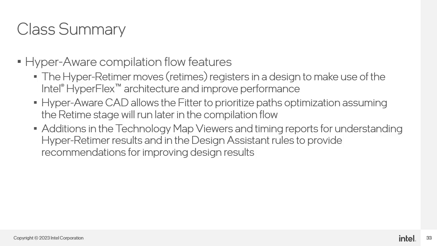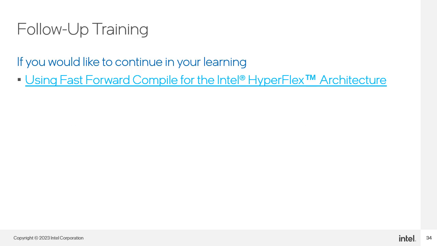And you learned how you can distinguish hyper-register use in netlist viewers and timing reports, and how you can enable rules in the design assistant that can help you find potential issues affecting your design's functionality or performance. All of this is available so your designs can get the most out of the Hyperflex architecture. If you would like to continue in your learning on how to design for the Hyperflex architecture, please view the free online training using Fast Forward Compile for the Intel Hyperflex architecture.